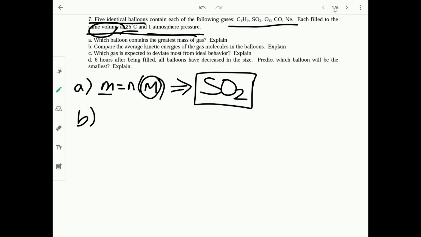Part B, compare the average kinetic energies for all the gas molecules in the balloons, explain. Now we should know that the kinetic energy depends on the temperature. If the temperature increases, the average kinetic energy of each gas increases. Since the temperatures are the same, the kinetic energies are the same. So same KE.